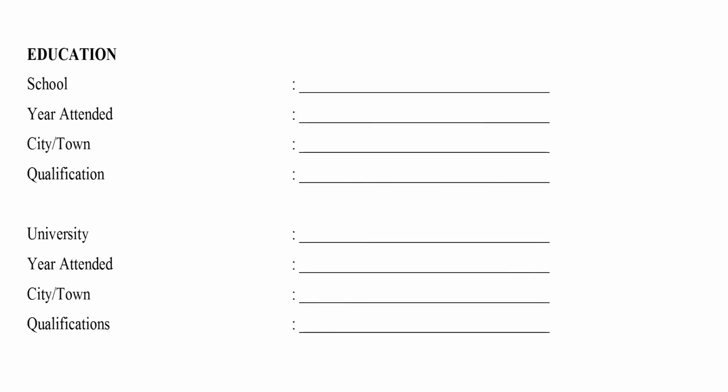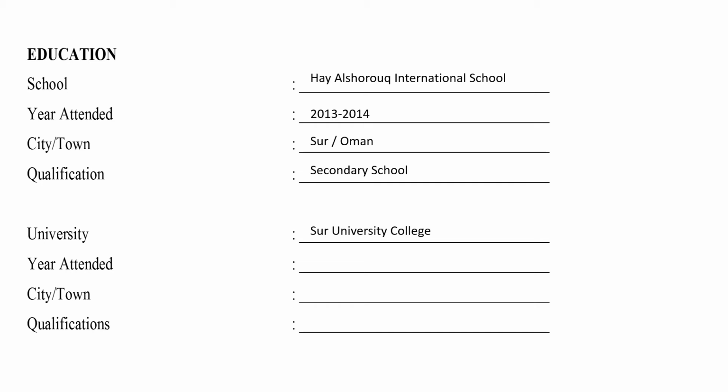The second part is the education. It is divided into two parts because they expect that you have two certificates, one for school and one for university. So in the school here, you have to say the name of the school, Hayy Shuruf International School, year attended, which means the last year, you can write only 2013-14, for example. Where is it? In Sur in Oman. And qualification, what you got? Secondary school certificate, you can say. Now, when we go to the university, we can mention here, for example, Sur University College. Year attended, from the year started, 2014 to 2018.